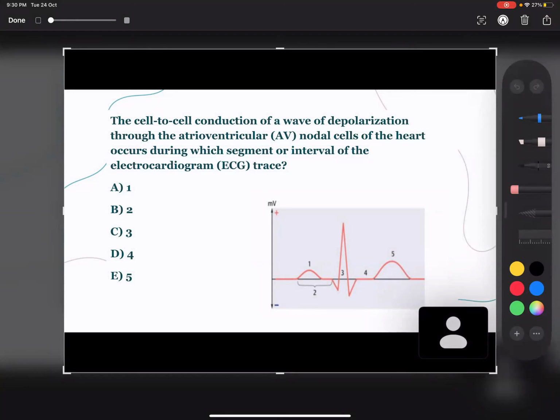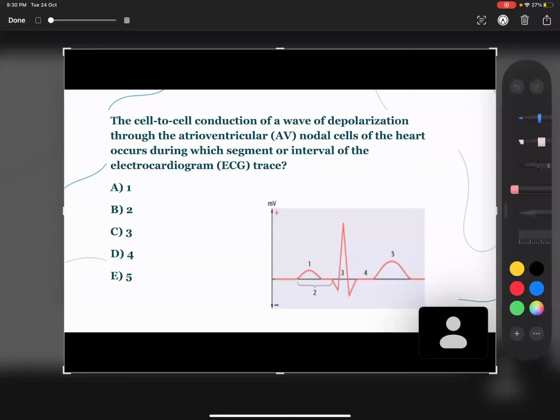So what do you think the answer is? Which part of this corresponds to the AV node? Technically it shouldn't be any of them, because it should be the PR segment, not the interval, right?